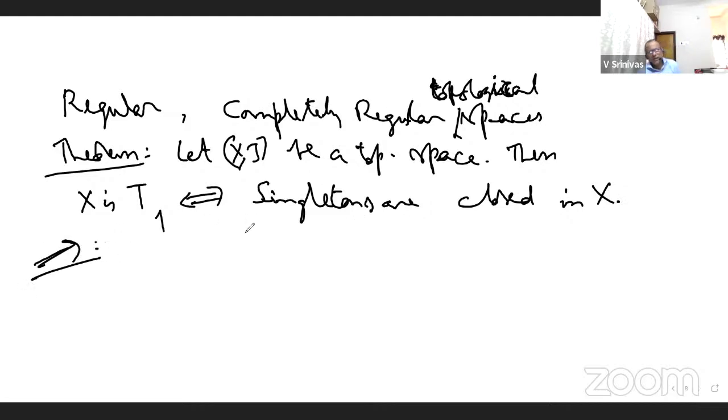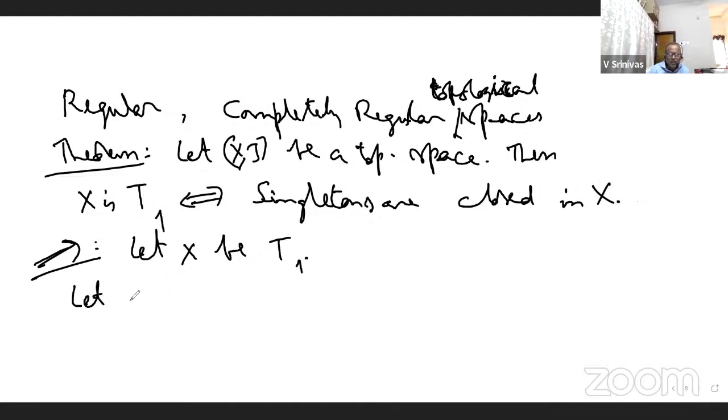This is a very striking characterization of T1 spaces. Let X, tau be a topological space. Then X is T1. It is the same as saying that each singleton in capital X is closed. Let us prove this and obtain this. Conversely, let us assume this and obtain this. Let X be T1. We have to show that singletons are closed in capital X.